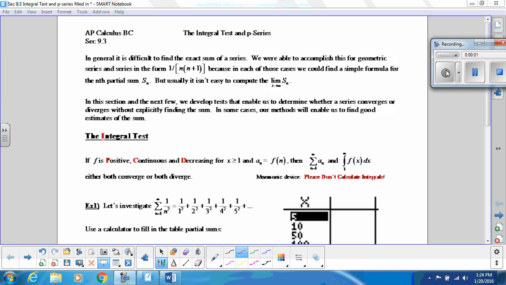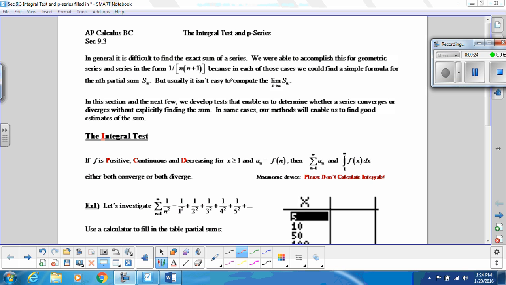All right, in this video, we're going to talk about the integral test, and I'm actually going to split this section into two videos. So in the next video, I'll do the P series. So, integral test. In general, it's difficult to find the exact sum of a series like we did with the geometric and the telescoping.